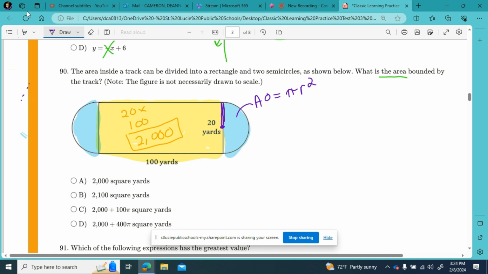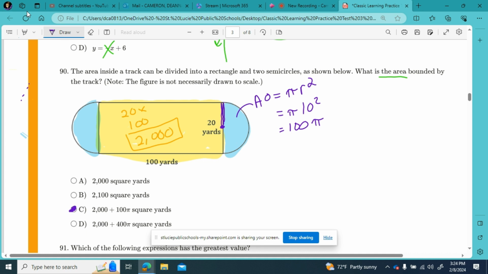I know all the way across is 20, so halfway across my circle is 10. Area equals pi times 10 squared. 10 squared is 100, equals 100 pi. So each side would be 50 pi. So our answer would be 2,000 plus 100 pi right here at C.